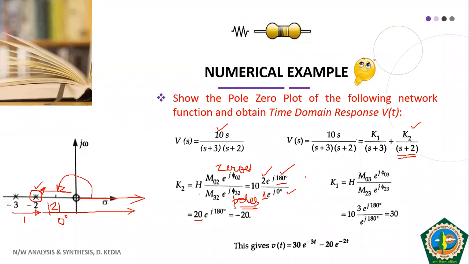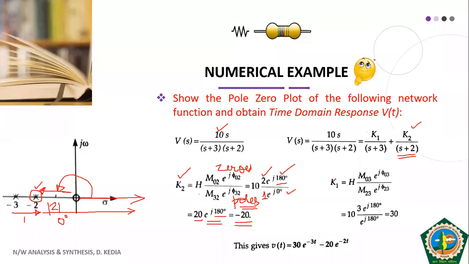This 0 will come in the numerator with a minus sign. So 180 minus 0 is nothing but 180. And e raised to the power j180 is nothing but minus 1. So we get minus 20. So this is how we obtain k2 equal to minus 20.